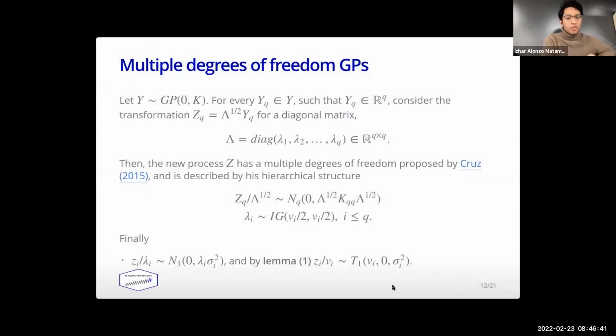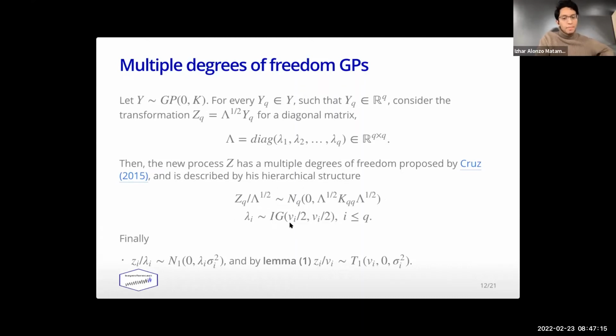So let's see what Cruz's idea is, and how we can adapt it to what we want, multiple degrees of freedom Gaussian processes. Then we have that G follows a Gaussian process again, centered at 0. Then we get a finite collection of them. And then we're going to apply this linear transformation, where the matrix lambda will be a diagonal matrix using the square root. In this case, this transformation where we transform G to zeta will have multiple degrees of freedom. Then zeta conditioned on lambda will have a multivariate normal distribution like this.